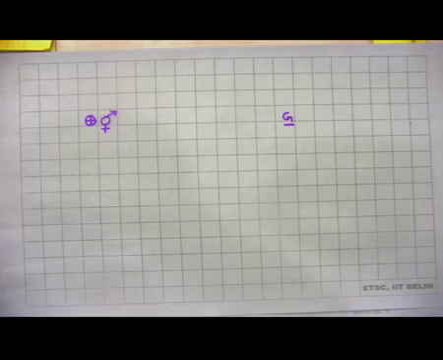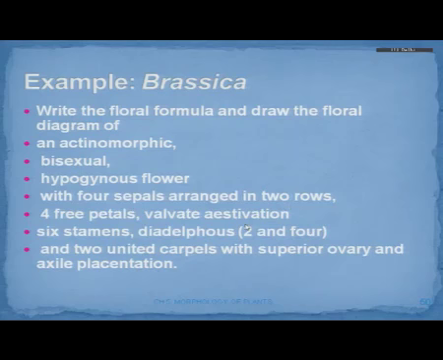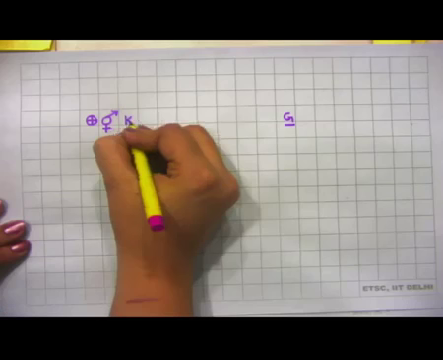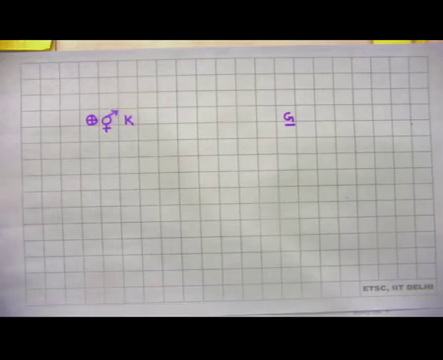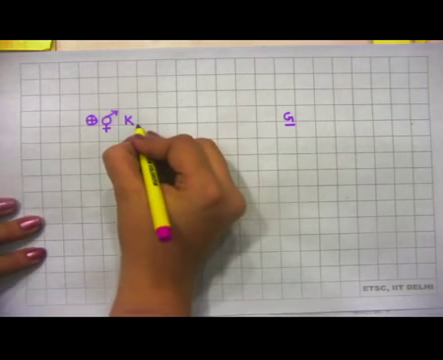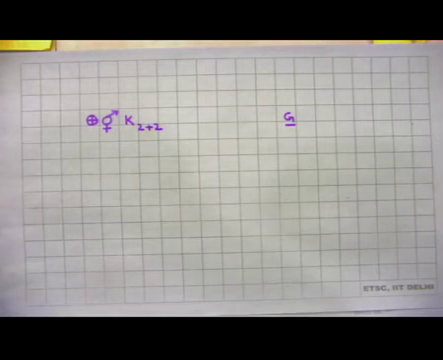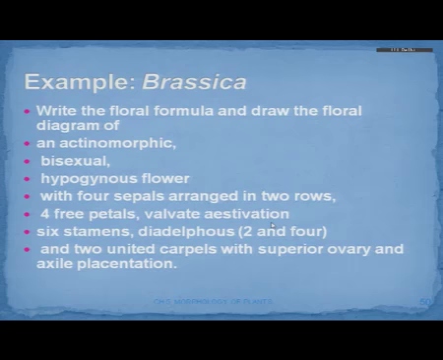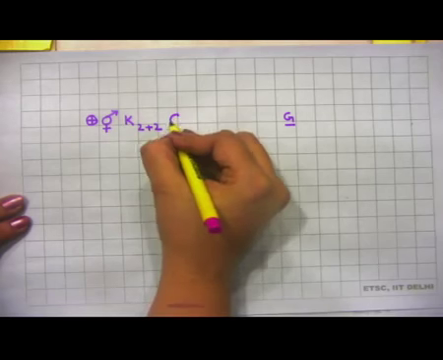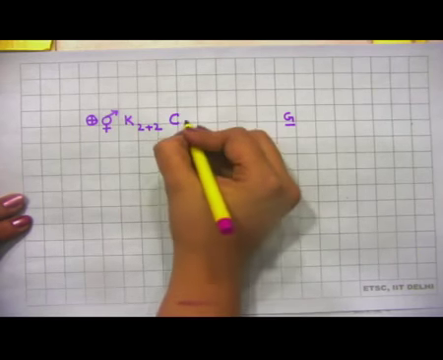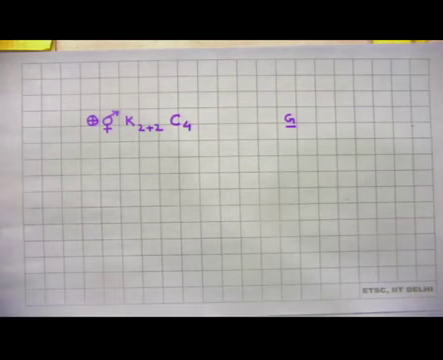Now, there are 4 sepals arranged in 2 rows. Sepals will be denoted by K, and there are 4 sepals arranged in 2 rows. So, it will be 2 plus 2 followed by 4 free petals in valvate estivation. Now estivation is not shown in the floral formula, but it will be used to make the floral diagram. So there are 4 free petals. Petals are denoted by the letter C, and we will write 4 here. We will not enclose them in the bracket. Why? Because they are free.